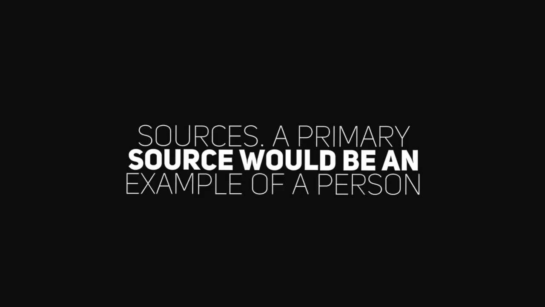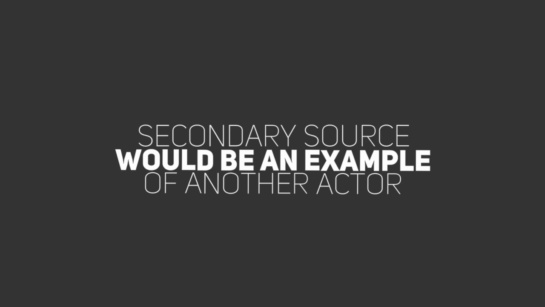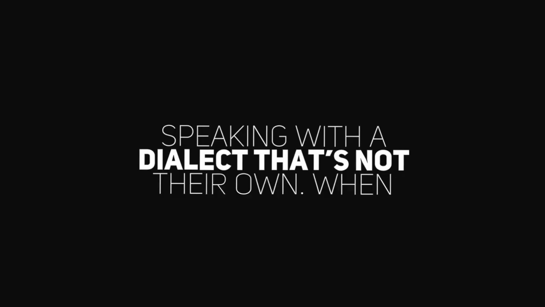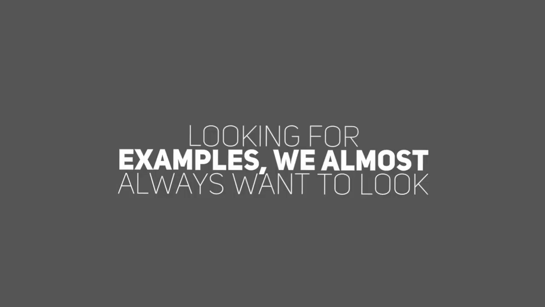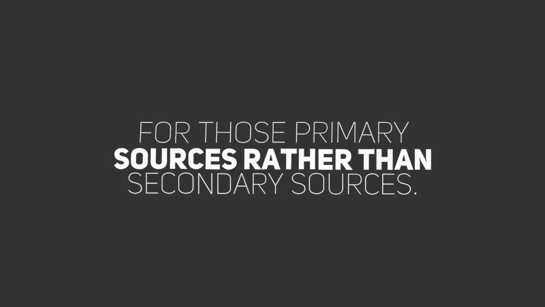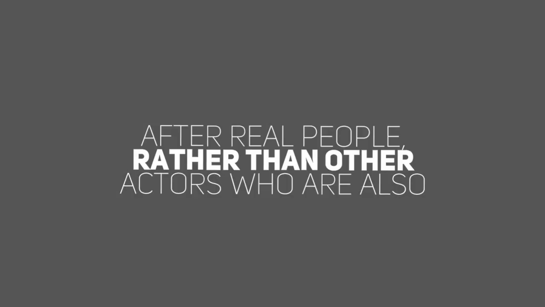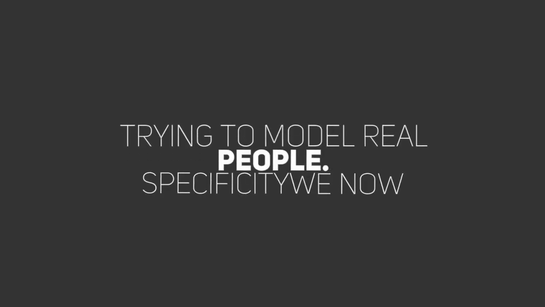A primary source would be an example of a person speaking naturally in their own everyday dialect. A secondary source would be an example of another actor speaking with a dialect that's not their own. When looking for examples, we almost always want to look for those primary sources rather than secondary sources. The reason for this is because we want to model ourselves after real people rather than other actors who are also trying to model real people.